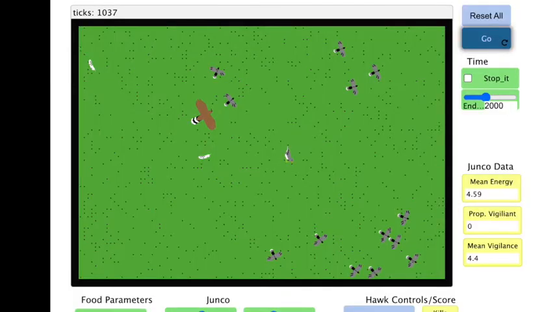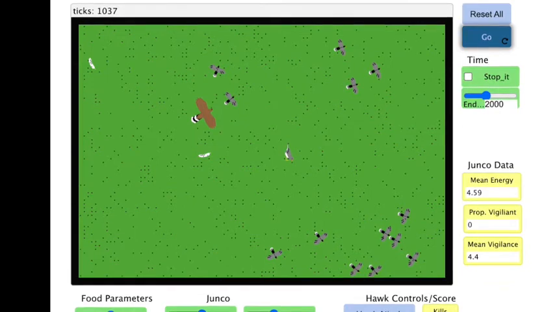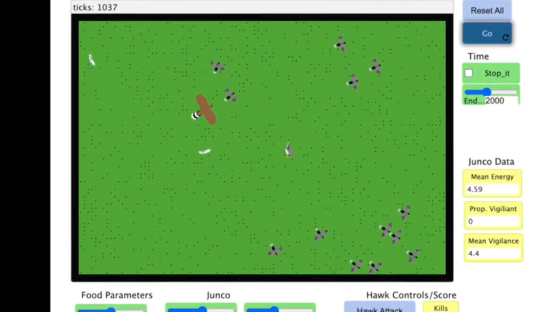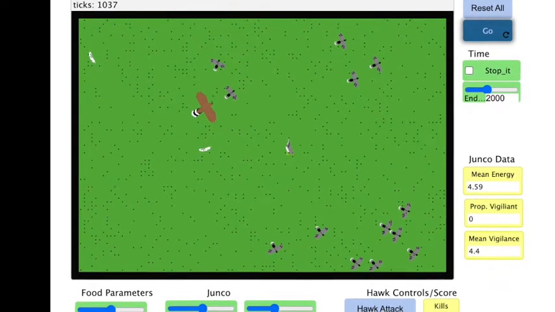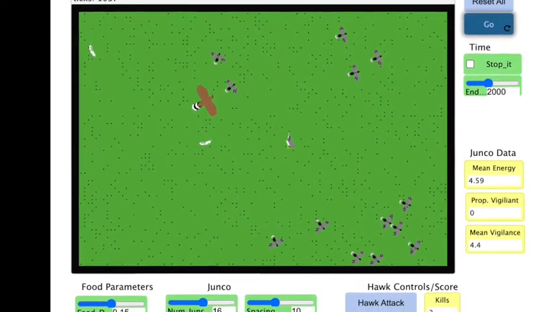For my third model, I have chosen the vigilance behavior model collective. This model focuses on predator and prey. A hawk comes to eat the birds while the birds find food.